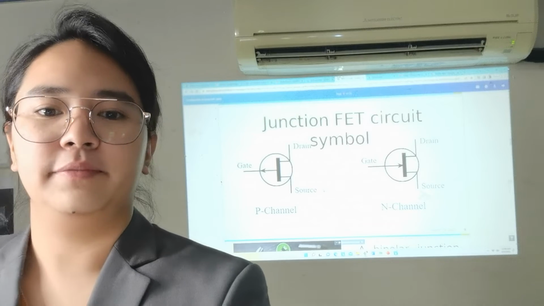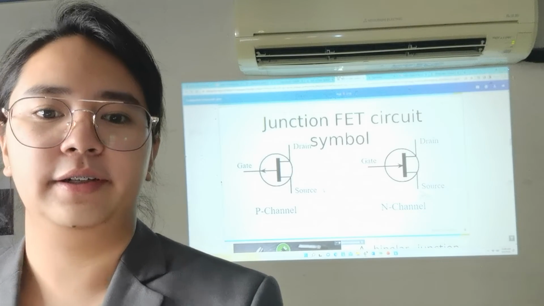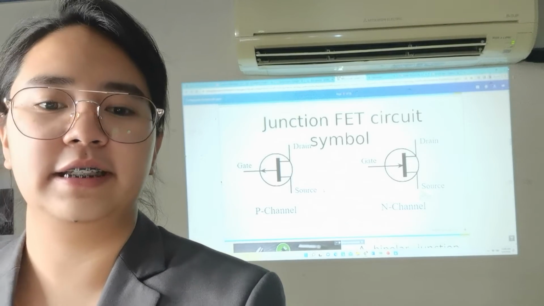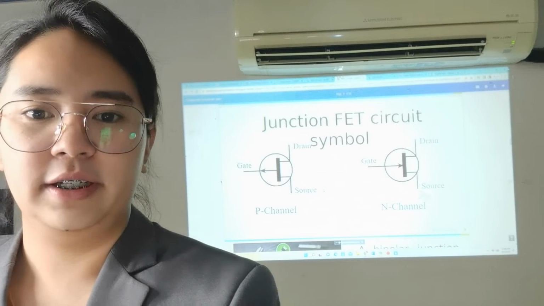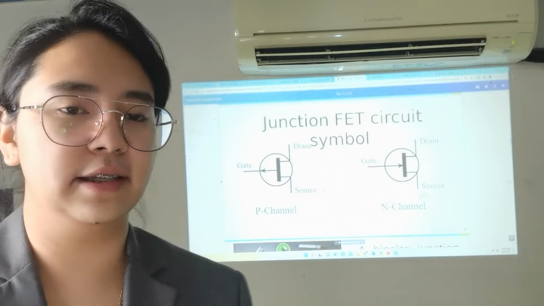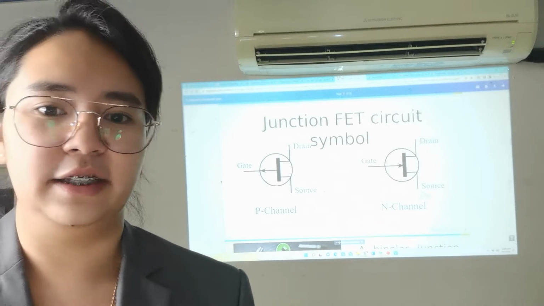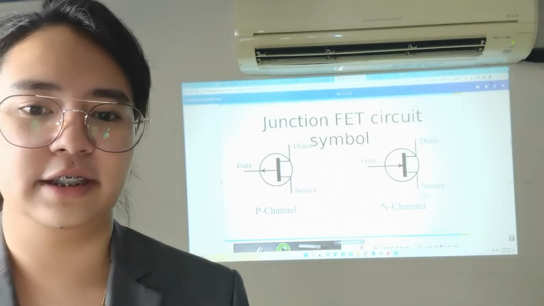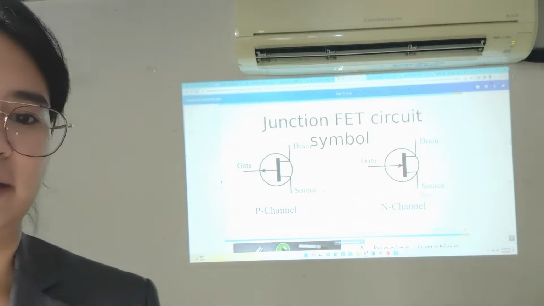Junction field effect transistor circuit symbol: gate, drain, and source. That is the P channel, and the drain, gate, source, is the N channel. That is the difference.